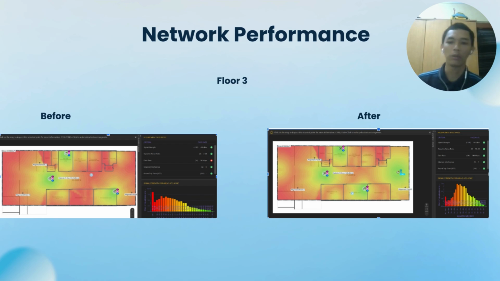And finally, for floor three. Prior to the optimization, floor three experienced high latency, packet loss, and poor data rates. After the changes that we have done, the latency dropped below 100 ms, and the packet loss was eliminated, and the data rate increased to exceed beyond 10 Mbps. So it delivers a consistent and reliable performance for users on this floor.